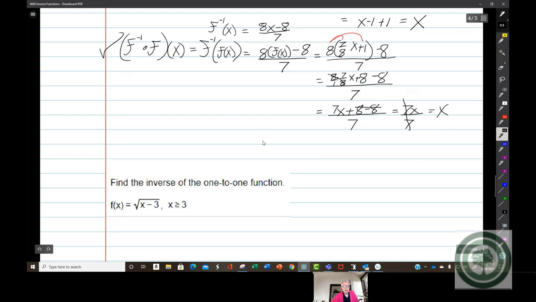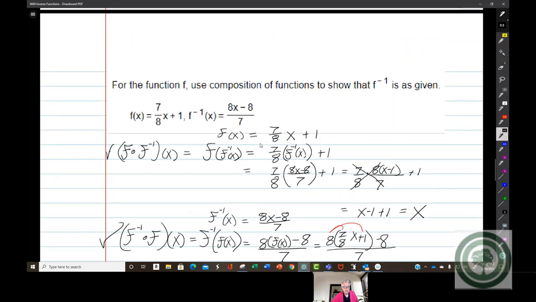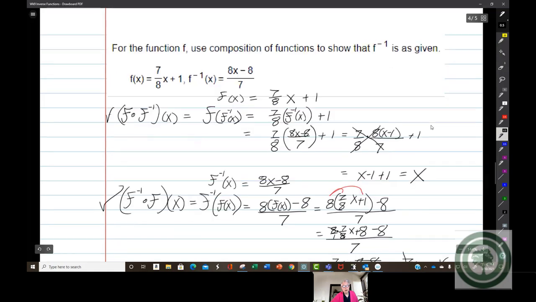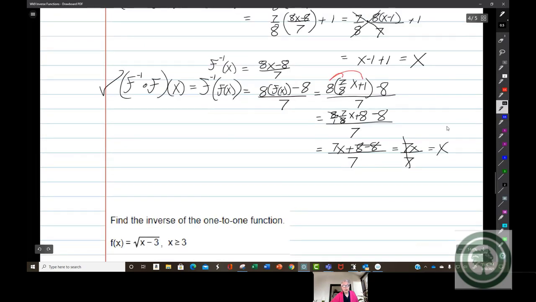So these really are inverses of each other. I really thought the answer would be no. I really thought that one would kill it. But no, they are inverses of each other.